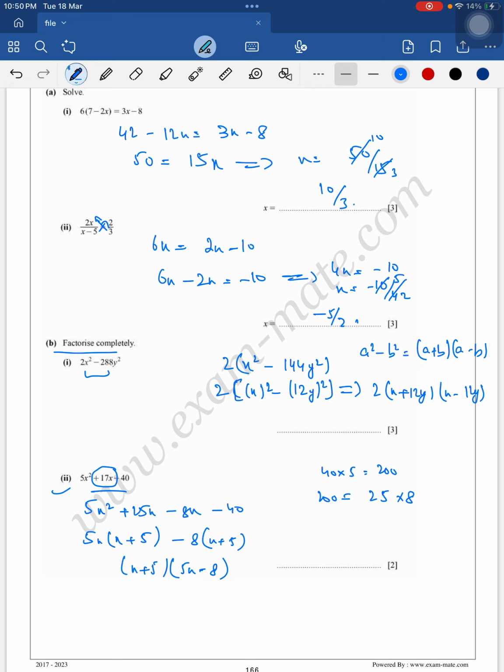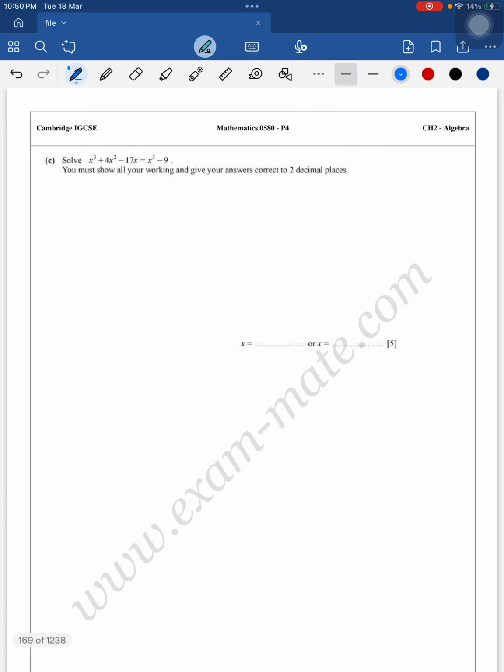The expression is factorized. Okay, part C is solve x cube plus 4x square minus 17x is equal to x cube minus 9. Now to solve this, I can see over here that x cube over here, x cube over here, both are having the same positive sign, so they can be cancelled here and here. So the remaining part is 4x square minus 17x minus 9, shift over there, so it's plus 9.